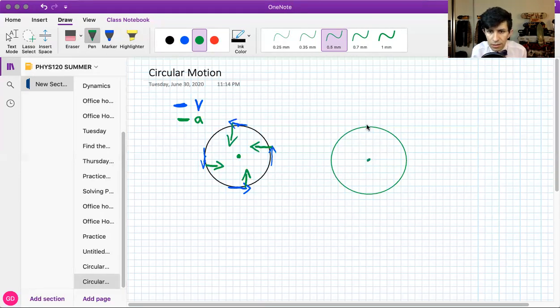So if this is the center point, it is pointing radially inwards. If you're traveling in a circle, the acceleration is pointing inwards. And so you'll notice the acceleration, the magnitude should be the same, but of course the acceleration points in different directions depending where you're at on the circle.